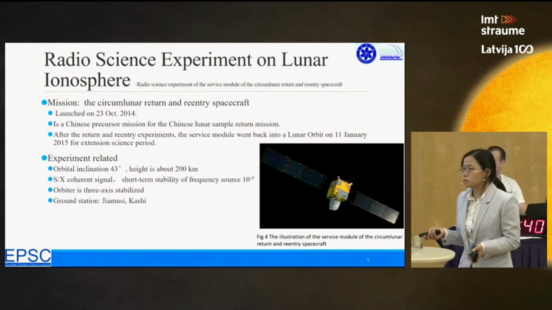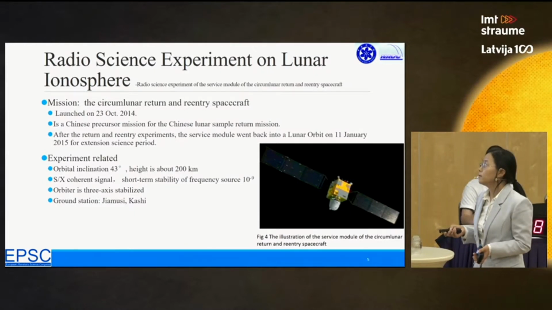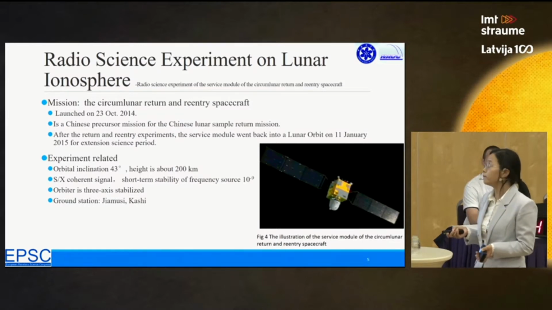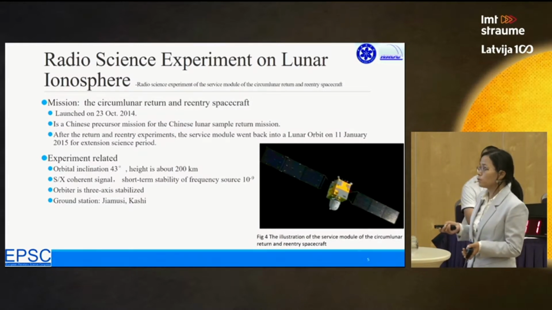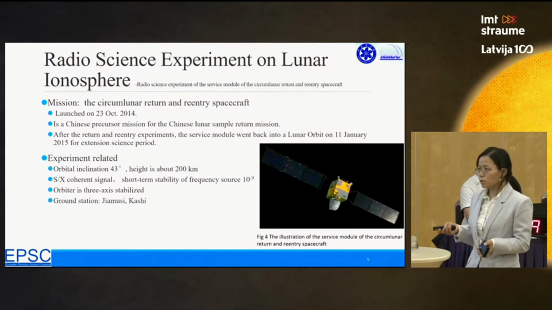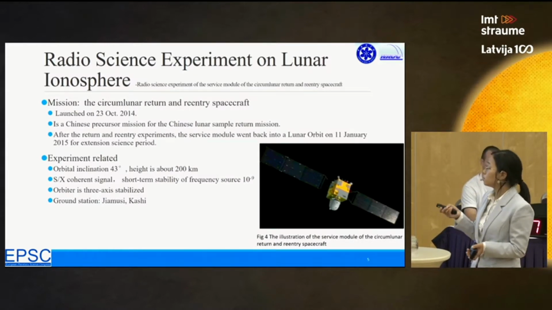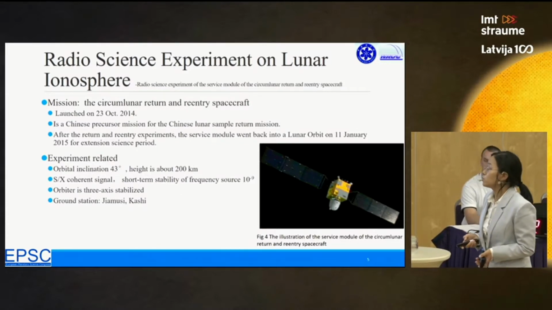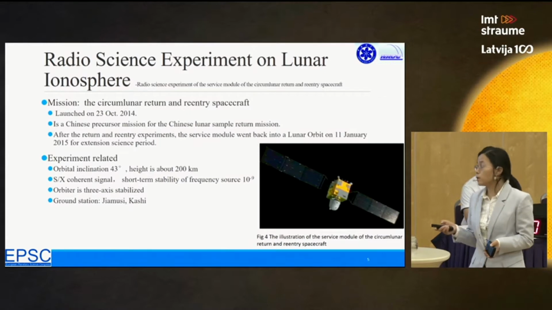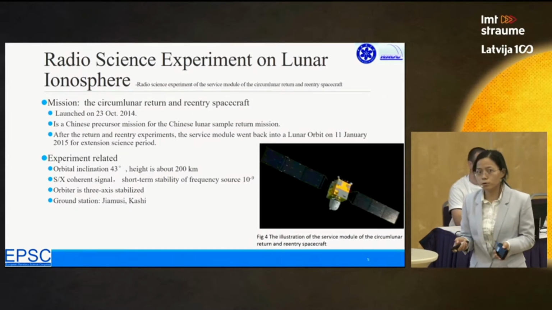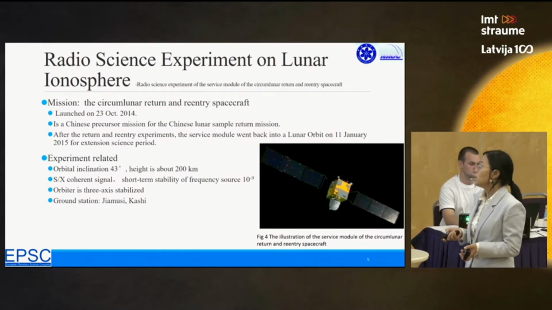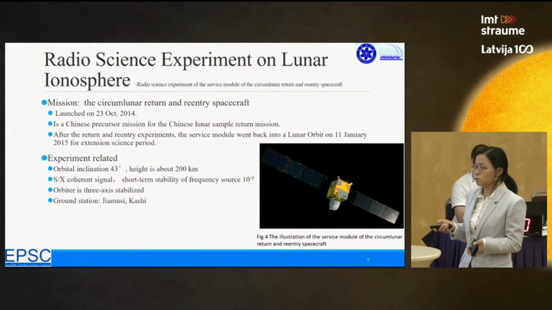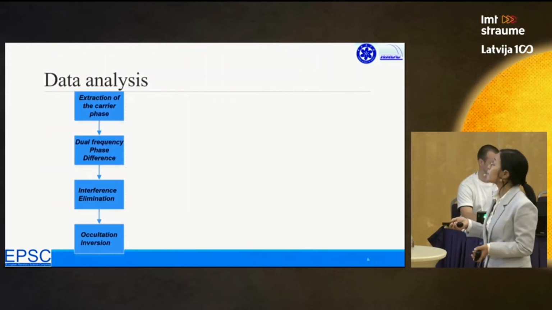Onboard this service module, they have X and S coherent signals, and the short-term stability of the USO is 10 to the power of -9. This orbit is 3-axis stabilized, and there is no theoretical influence from this. JAMS and CASH stations joined our experiments.